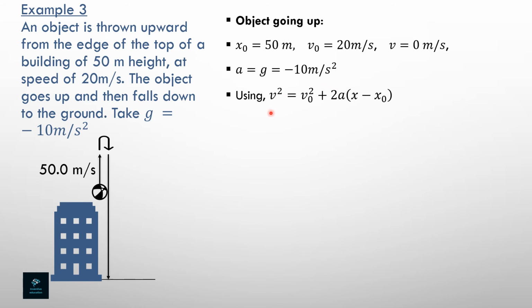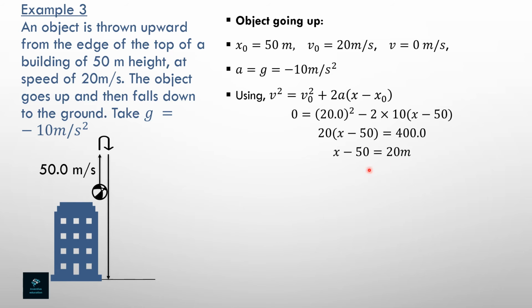Using this equation, v square is equal to v0 square plus 2a times x minus x0, we get 0 is equal to 20 square minus 2 into 10 into x minus 50. This gives 20 into x minus 50 is equal to 400, and this gives x minus 50 equals 20, and this gives x is equal to 70 meters. Therefore, this object goes to a height of 70 meters from the ground before starting to fall down.